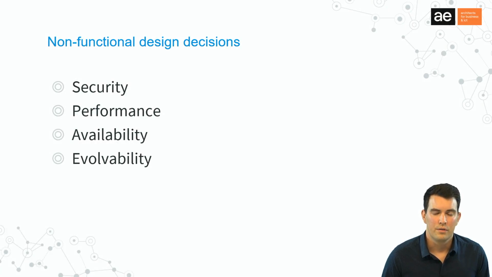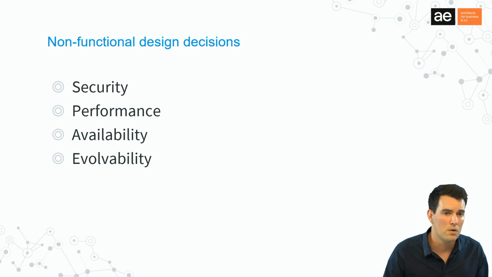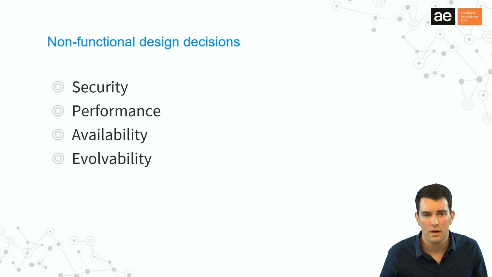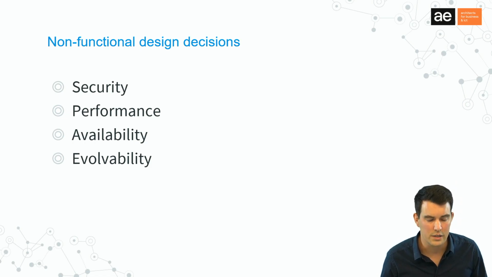And then you have the non-functional design decisions. And there you should think about security. Will you use basic auth, OAuth, OpenID Connect, or something else? You also have to think about performance, the availability of your API, and as well the evolvability. How will you cope with a new version or a new change in your API?